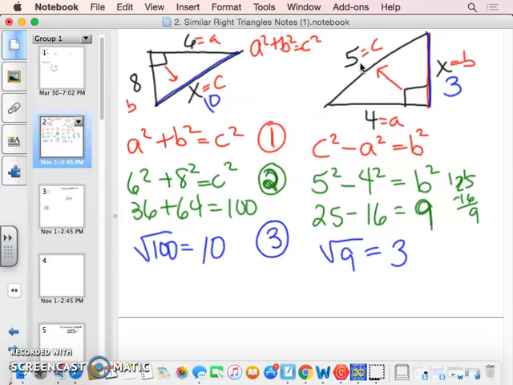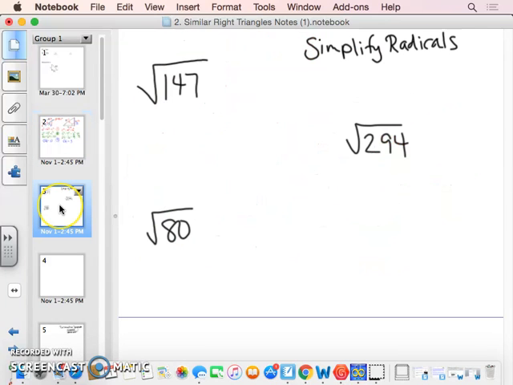Okay, the second skill that we need to review is how to simplify a radical. And so these are all radicals. I know they're radicals because they have this thing right here, which we call the square root symbol, or radical. Okay? So to simplify radicals, there are some basic steps that you need to follow. There's approximately 3 of them.